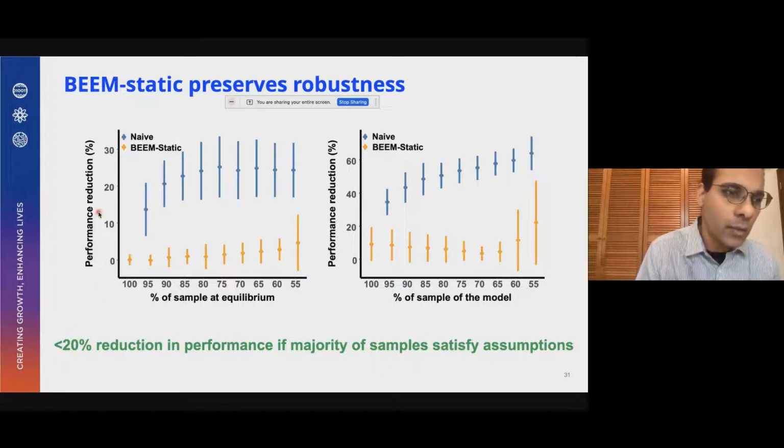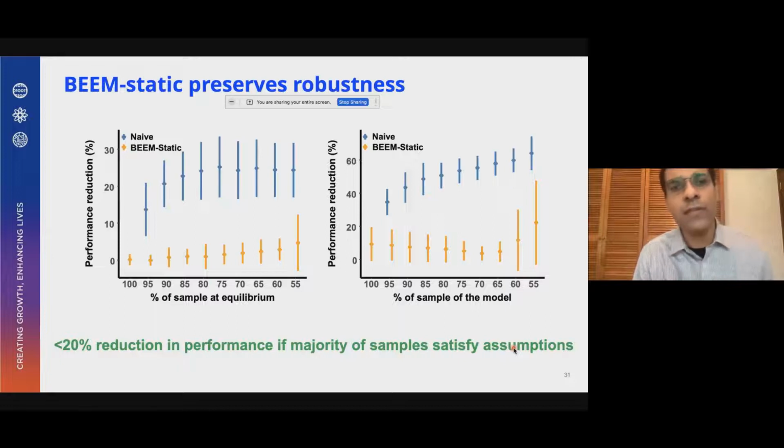And on the y-axis, I'm just showing you the reduction in performance from the ideal case performance. So BEEM-Static, which is our extension of BEEM, has a drop in performance with samples not at equilibrium, but it doesn't go even beyond 5%, while the naive approach can go up to 20% and even beyond in terms of a drop in performance. So we have substantial robustness when the sample is not at equilibrium.